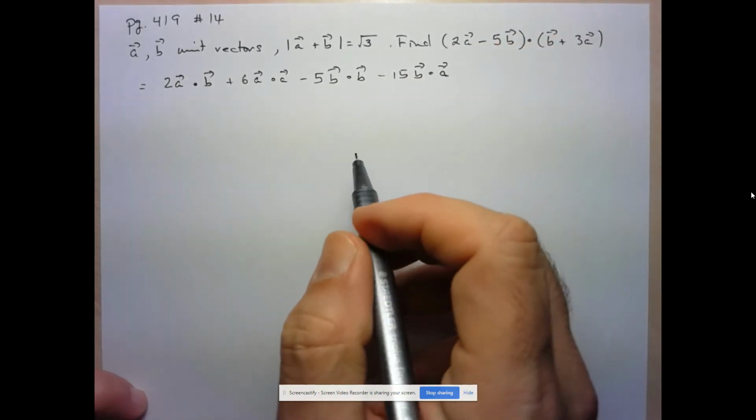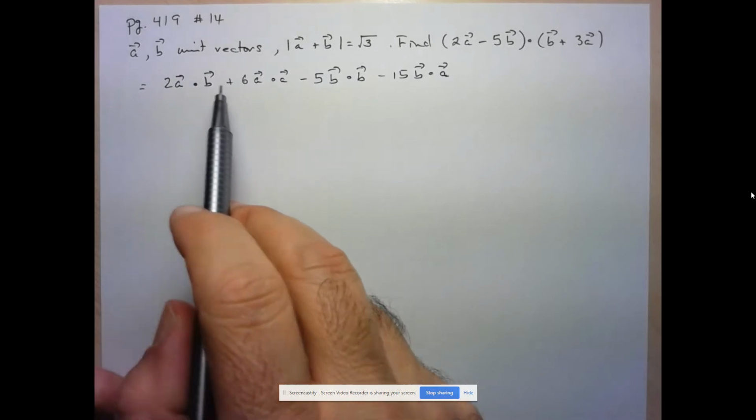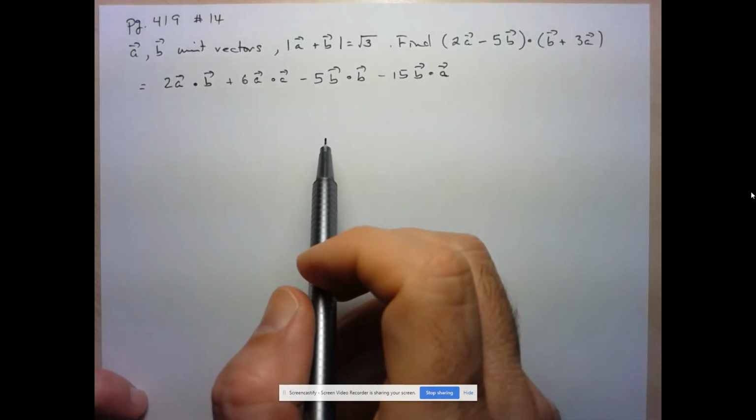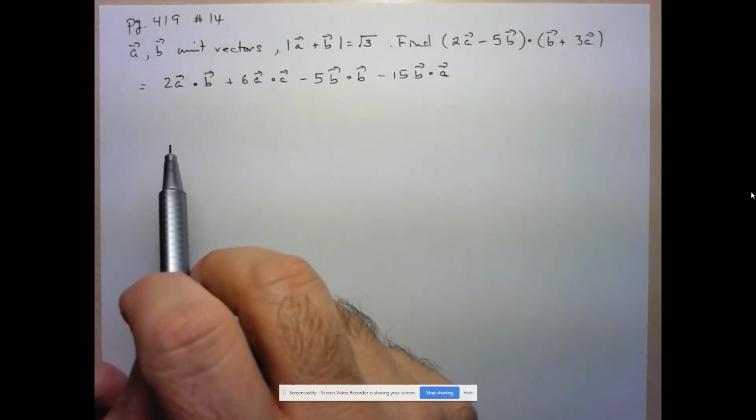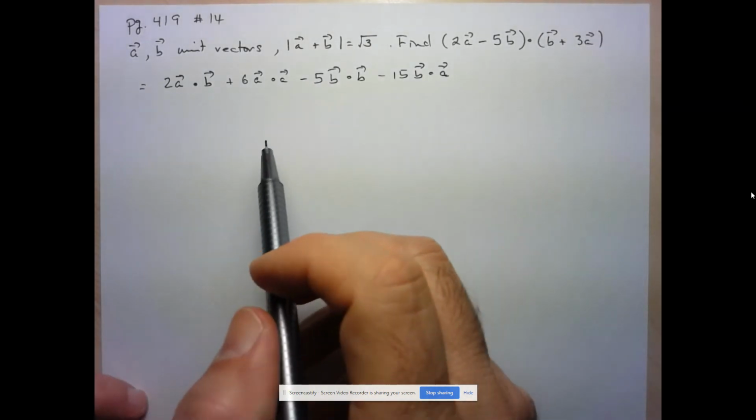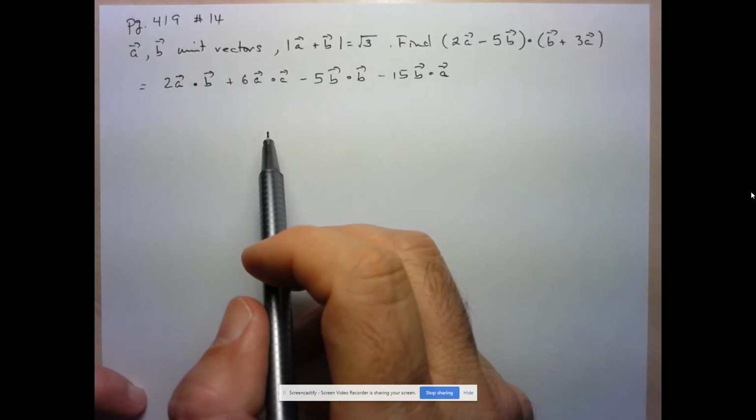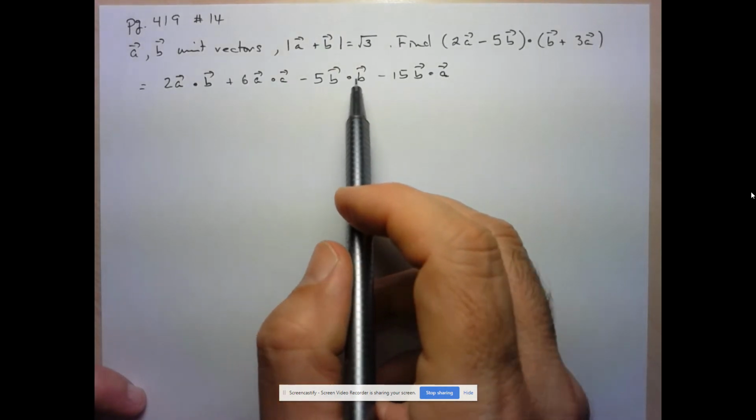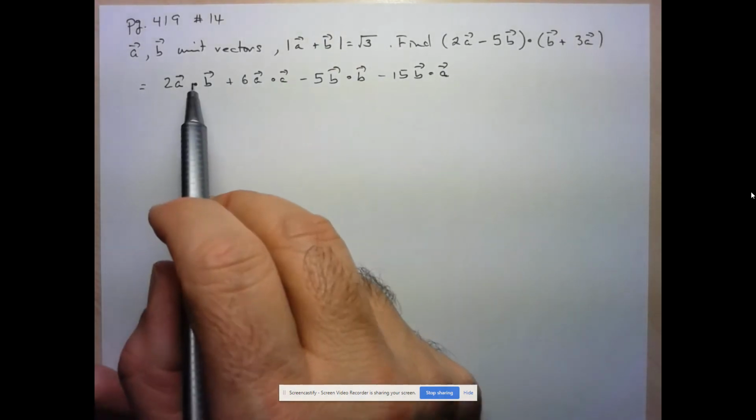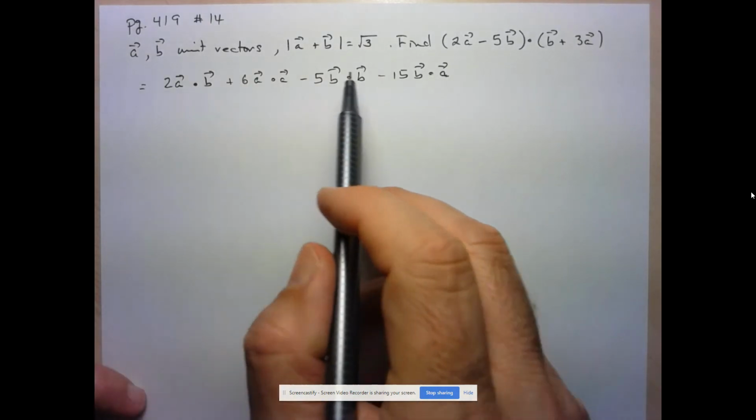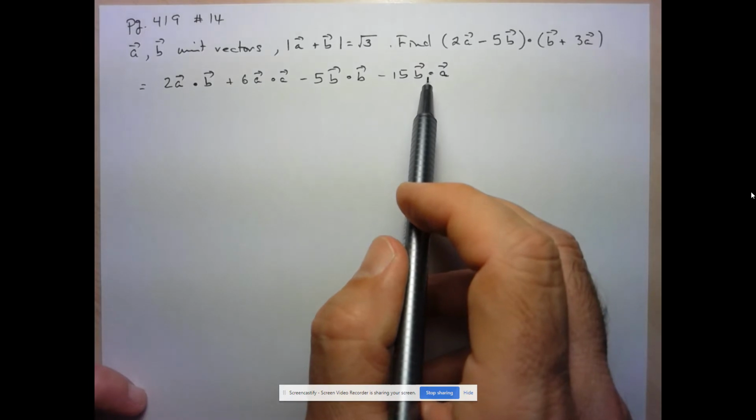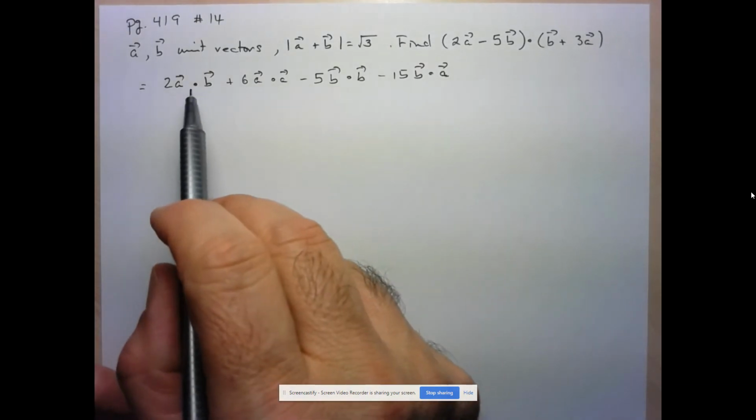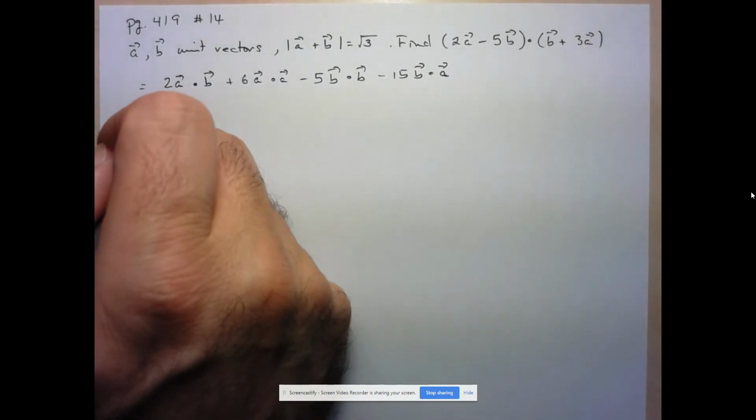All right, so now what I've done is I've turned this into a bunch of much simpler operations. Why are they simpler? Well, because we know that A dotted with itself is just going to be the magnitude of A squared, and B dotted with itself is going to be the magnitude of B squared. And that these two terms are actually like terms because of the commutativity of dot product. A dot B and B dot A are the same. So I can simplify even further.